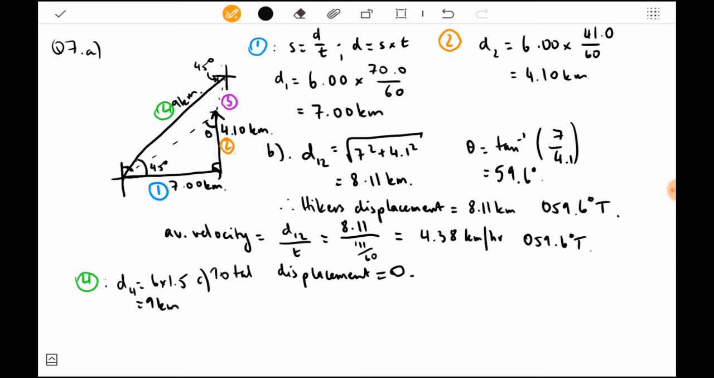Okay, now we want part D. So part D, we want to know what direction did the hiker turn in after lunch, and how far did they go before they turned southwest and returned back to where they started. Actually, the easiest part of this is going to be finding the distance that they traveled. Well, it's not the easiest part, but the part that's easiest to find given the information we currently have.